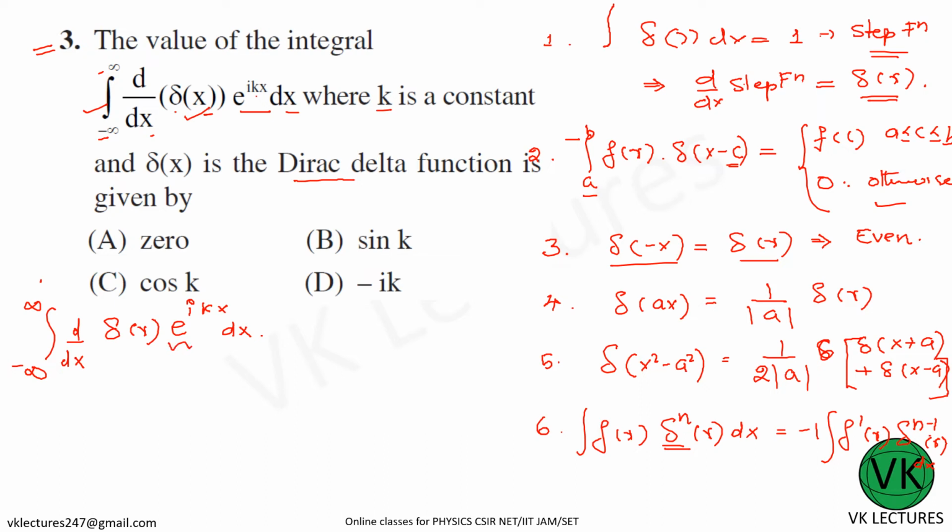Now this is the function. Here this is the first derivative of delta of x. Now you can write the sixth point that we have discussed here as integral from minus infinity to plus infinity of e to the power ikx, that is the function that we have, into delta dash of x dx.